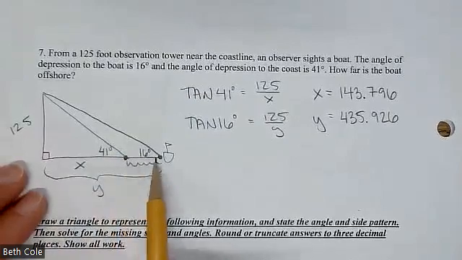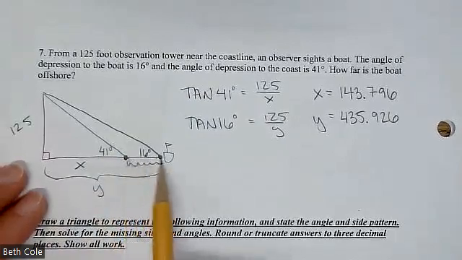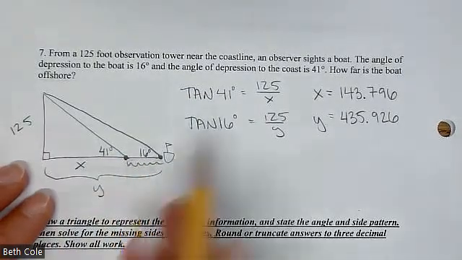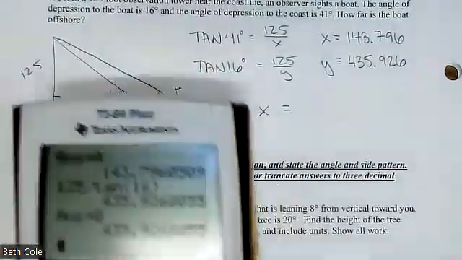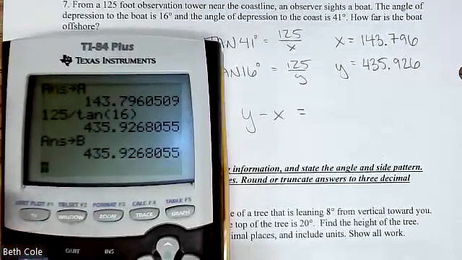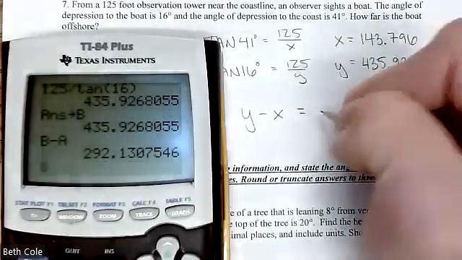The question is, how far is the boat offshore? This is the distance out in the water. Good, you would do y minus x. So what you're going to type in the calculator is alpha B minus alpha A, and that will give you your final answer.